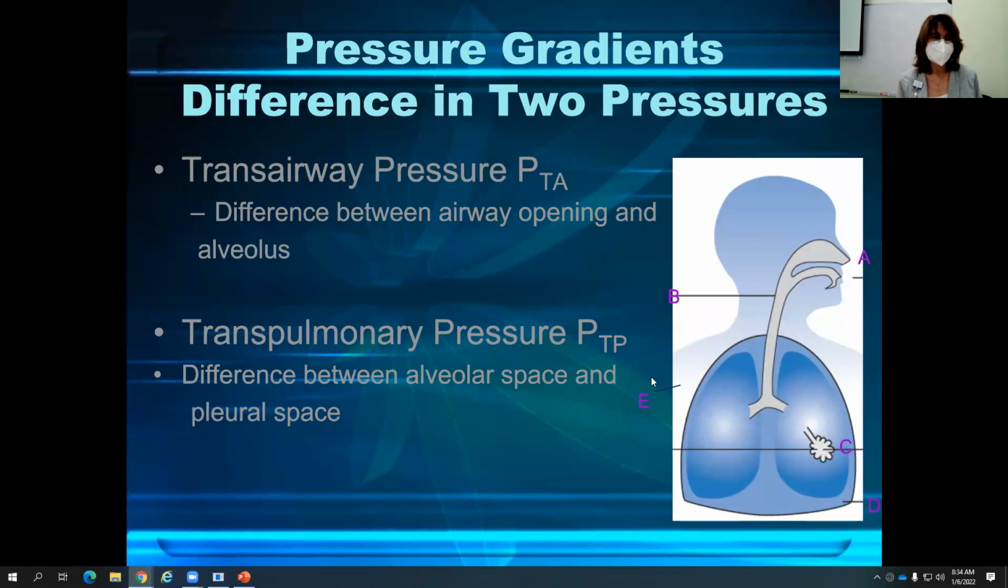What do we do with B and E? I don't have anything for B and E. So I've got nothing for those letters. A is the airway opening. C is the alveolus. D is the pleural pressure.